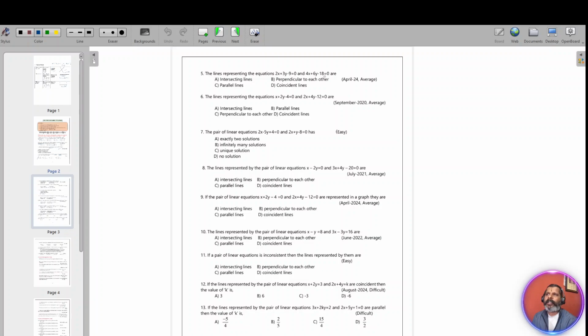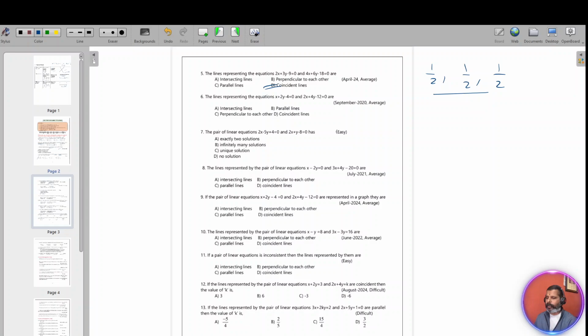The lines representing these two equations are what? We don't know, so first find the ratios. 2 by 4 is 1 by 2. 3 by 6 is 1 by 2. Minus 9 by minus 18 is 1 by 2. All ratios have become equal. Therefore, they are coincident lines. They are coincident lines because all ratios are equal, right?